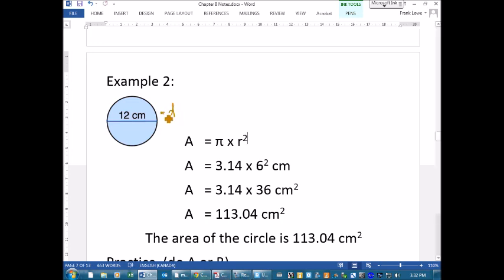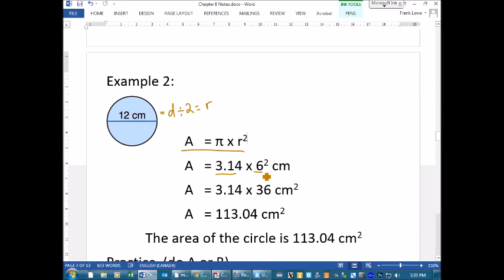Okay, so first, our formula. We always put our formula down. Area equals pi times radius squared. Then we start plugging numbers in. Pi is 3.14. Our radius, it only gives us diameter. How do you get radius from diameter? Good. You divide it by 2 to get your radius. So 12 divided by 2 is 6. You betcha. So I plugged that in.